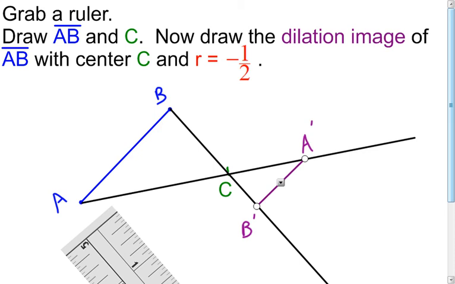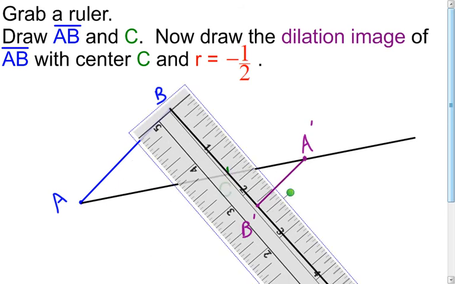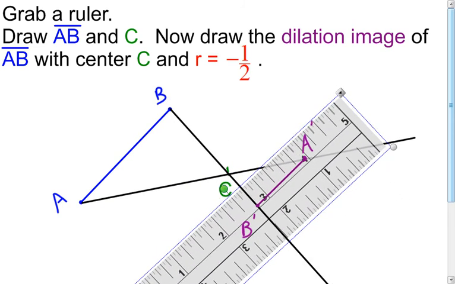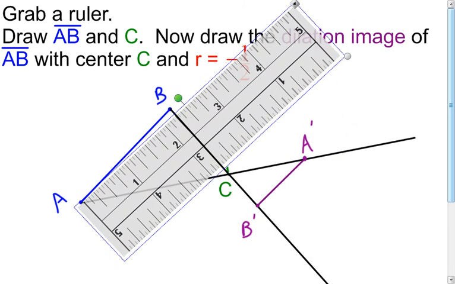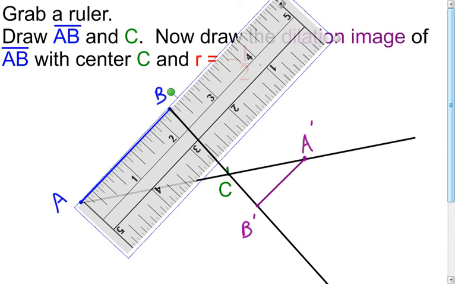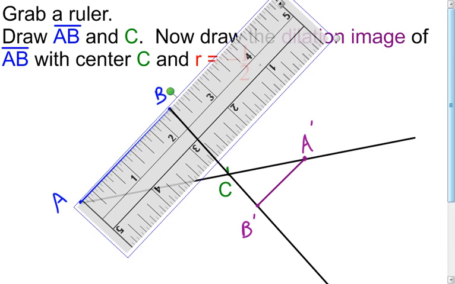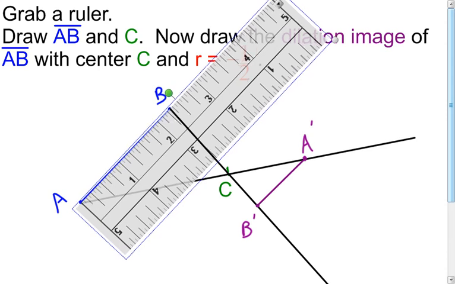Now, if it's a true dilation, the scale factor should hold up here as well, where if I take half of that, I'm going to get the length of this. And I could use my ruler, put it on here, and you're going to find out that this one's approximately 2 1/4 inches long, a little bit longer.